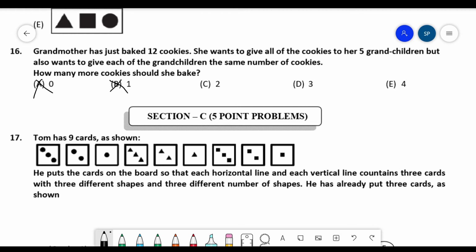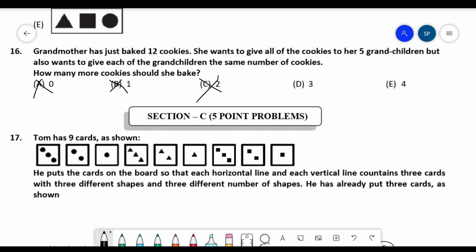C. If she bakes 2 more cookies, that means she would have 14 cookies. And if it's 14 cookies, if you split it into 5, you cannot get a whole cookie. So it's not correct. D, 3. So 12 plus 3 would give you 15. And if 15 is split into 5 groups, that means it could equally be split.